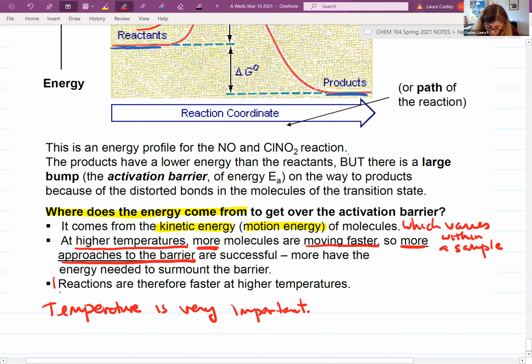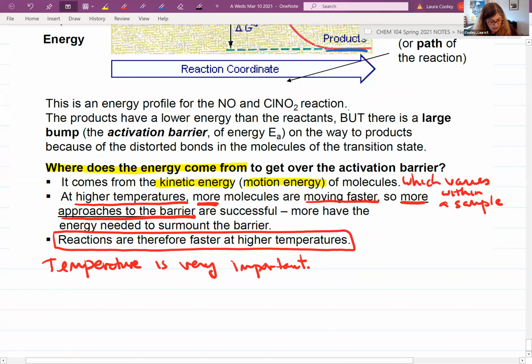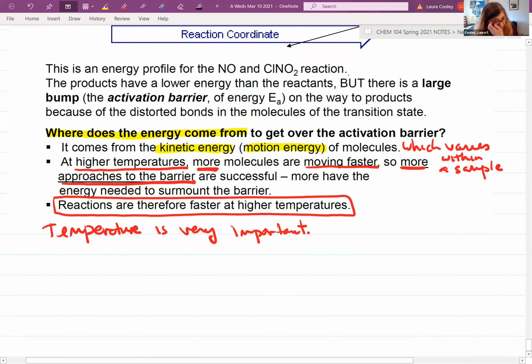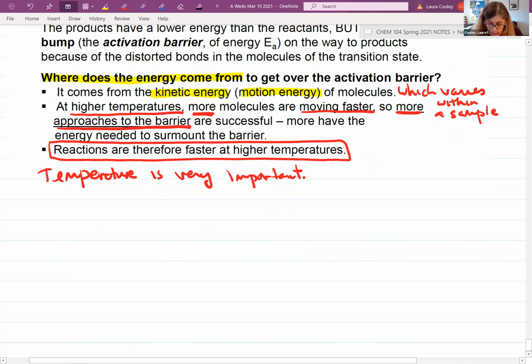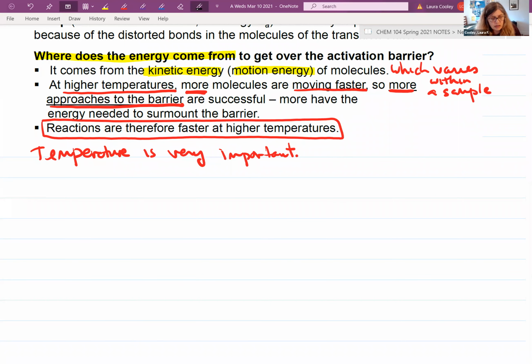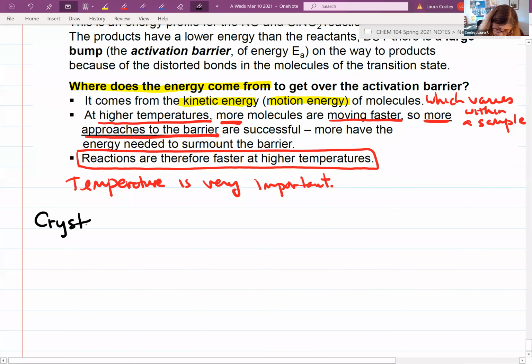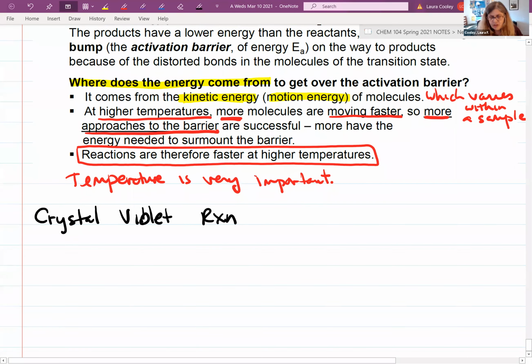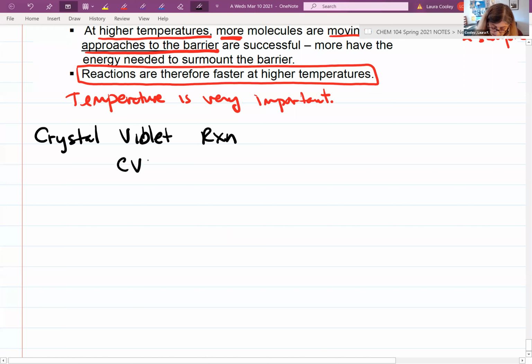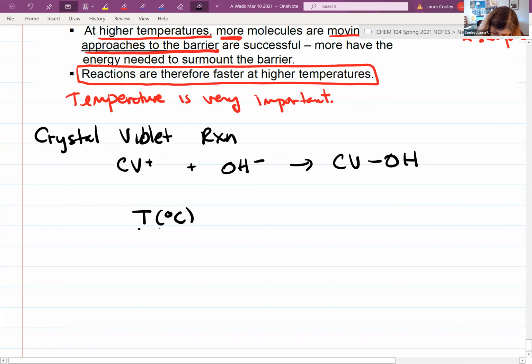So reactions are always going to be faster at higher temperatures. And so I do need to talk about that. And I'm going to start by giving you a few numbers. Okay, remember, we watched that crystal violet reaction. And we watched that color fade, right? It was CV plus hydroxide forms CVOH. Okay, and I'm going to tell you, look at this data. I'm going to give you some information.